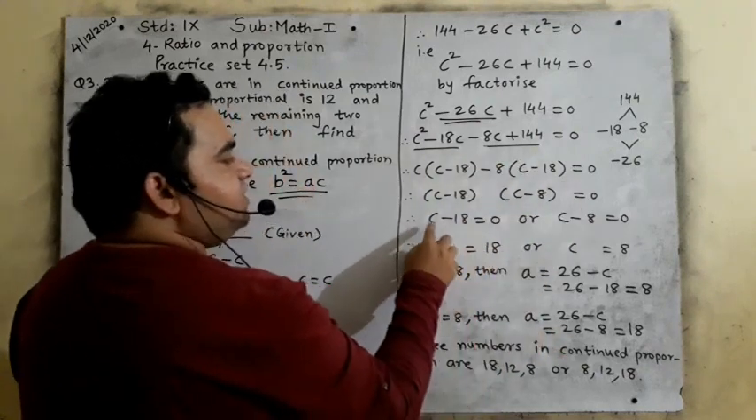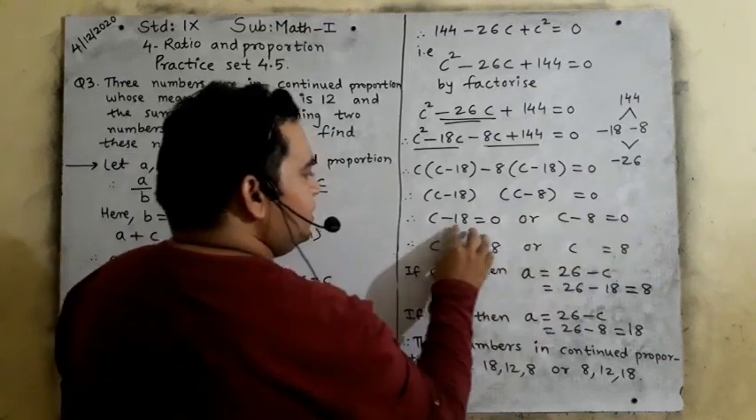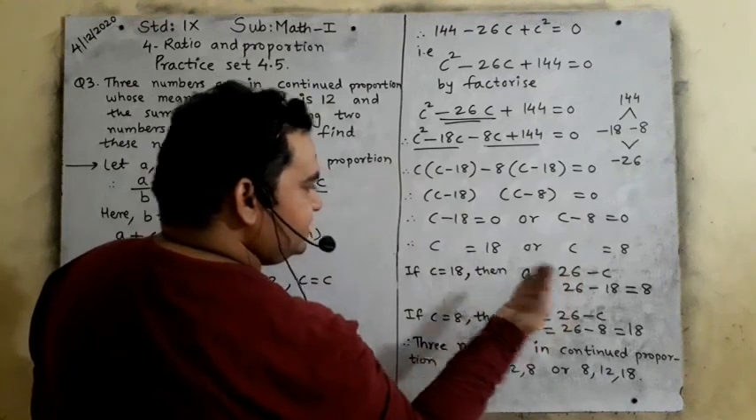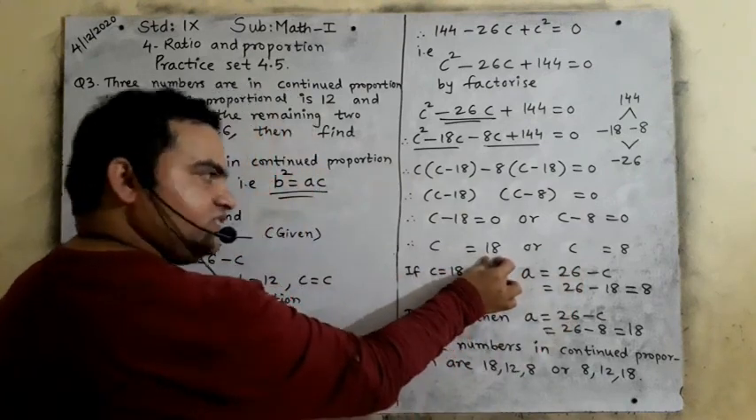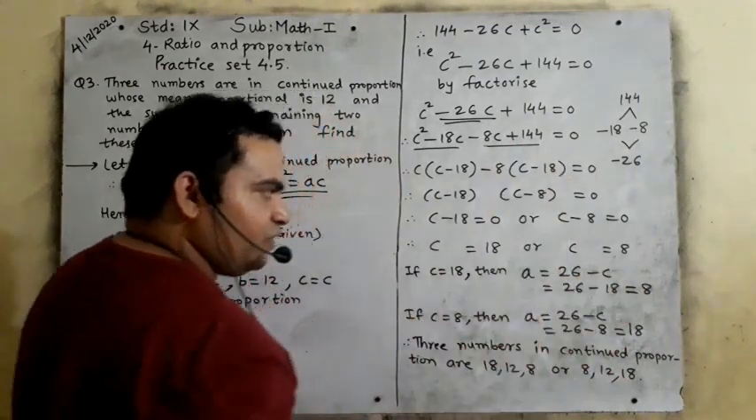Now we will solve it. C minus 18 is equal to 0, or C minus 8 is equal to 0. This minus 18 will go to the right hand side. C is equal to positive 18. This minus 8 will go to the right hand side. C is equal to positive 8.